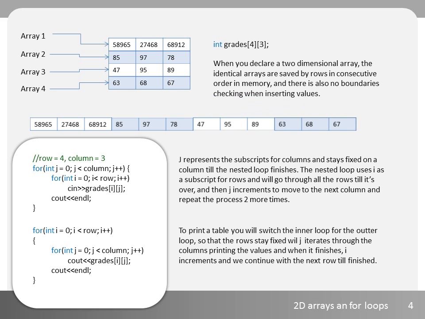In two-dimensional arrays, there is no boundary checking either. So if you're entering values in the first row and you accidentally enter a subscript for 3, it's going to enter the next space in memory, which is actually the first column on the second row, and you'll overwrite that.